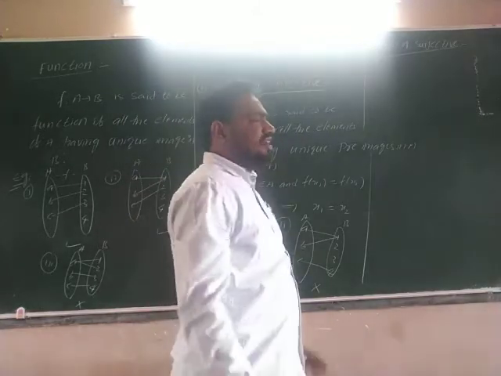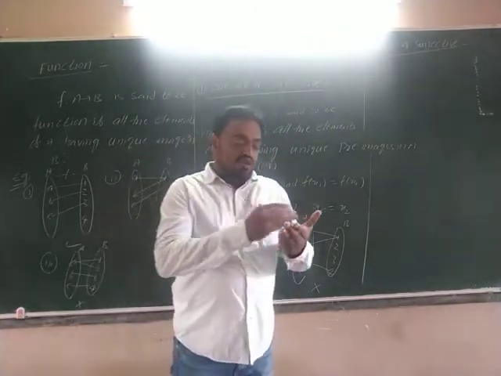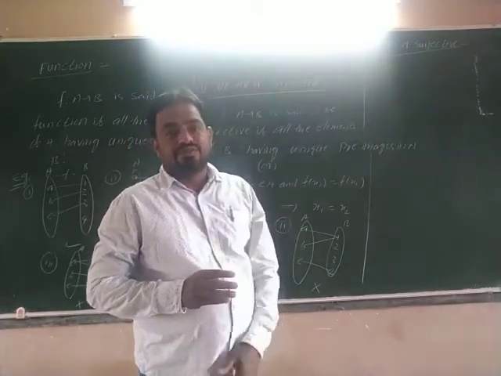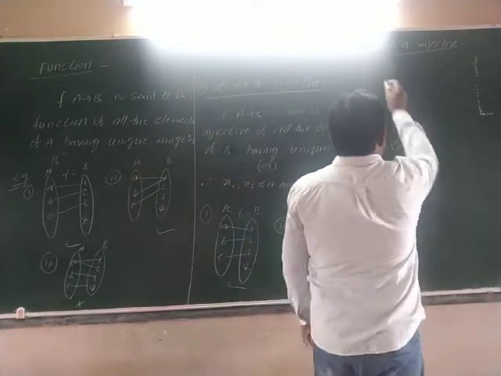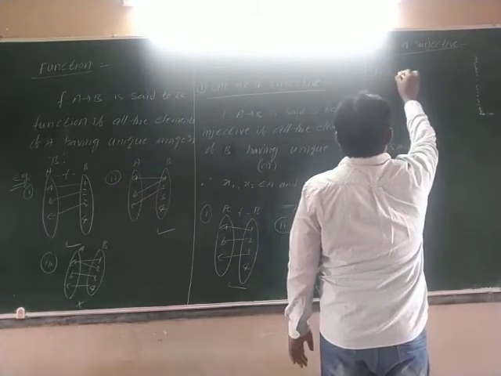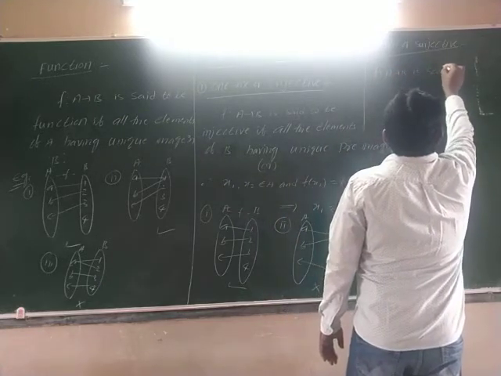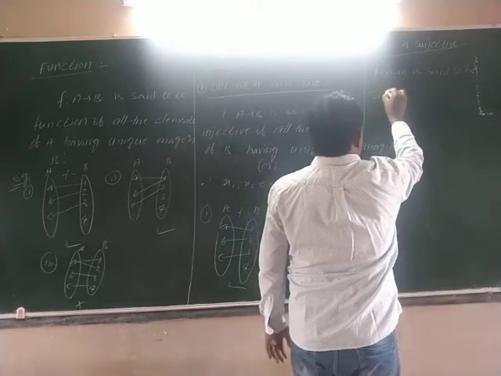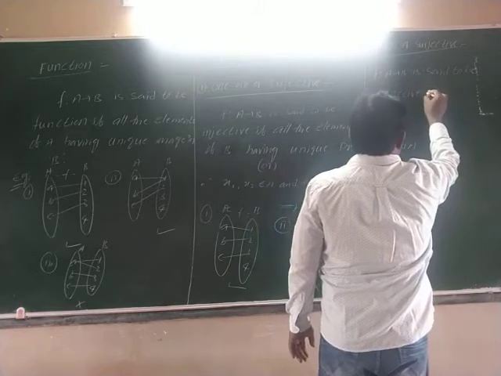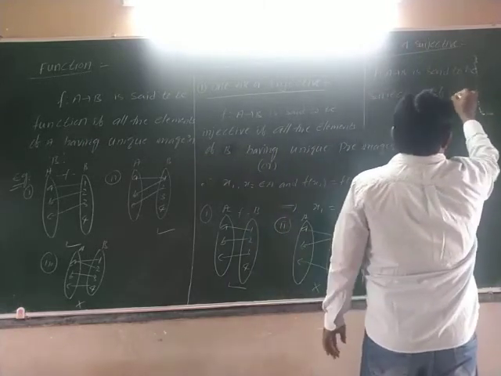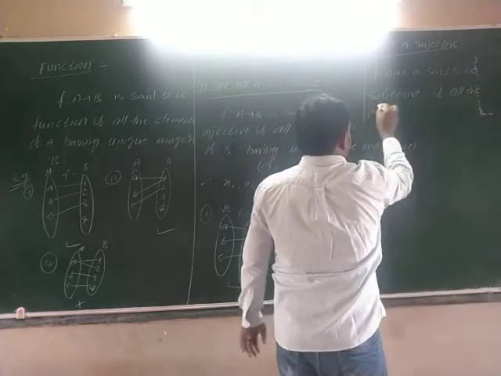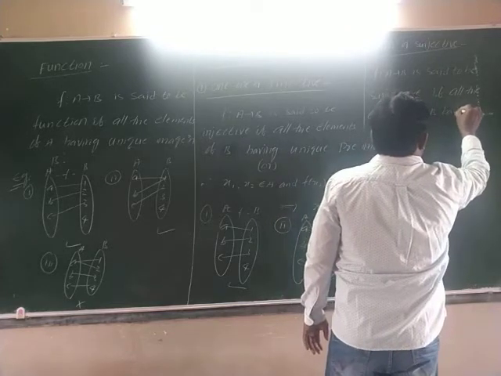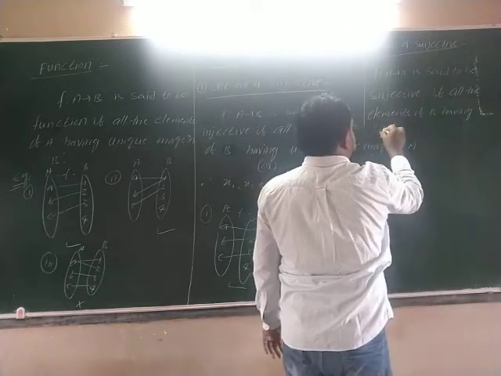See, very simple. If codomain equals range, then it is the onto function. Otherwise, you see the definition. f, a mapping from A to B, is said to be onto or surjective if all the elements of B have pre-images.